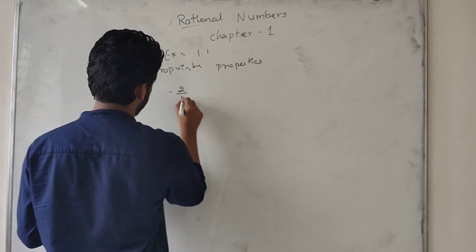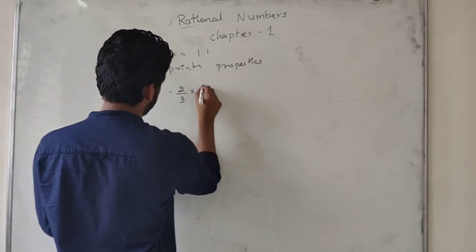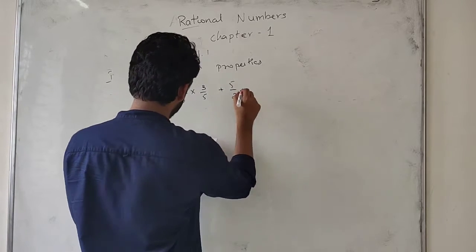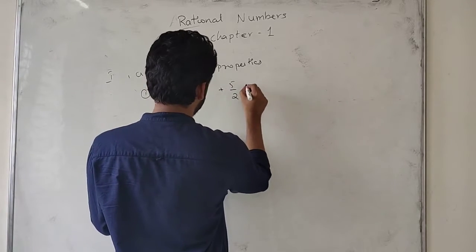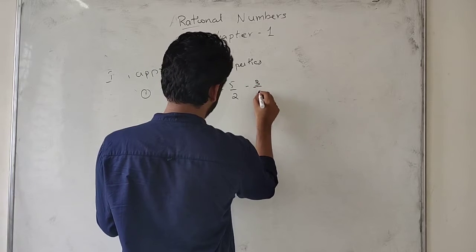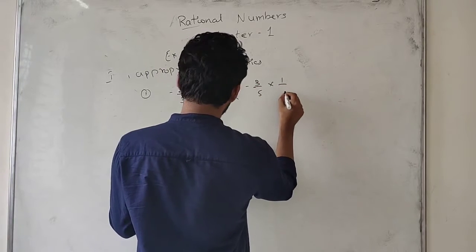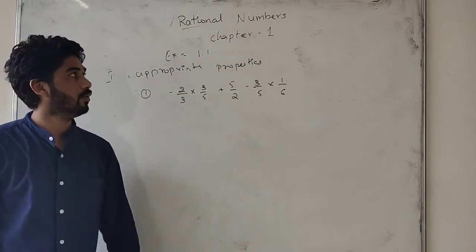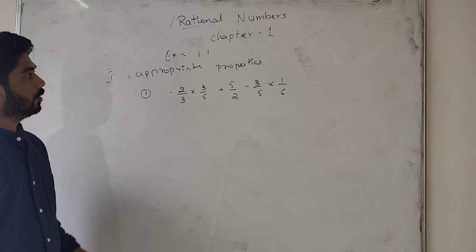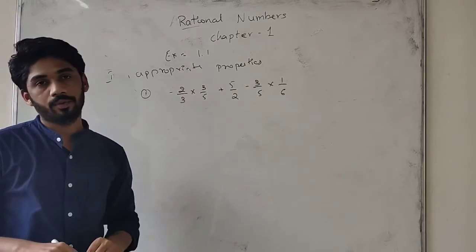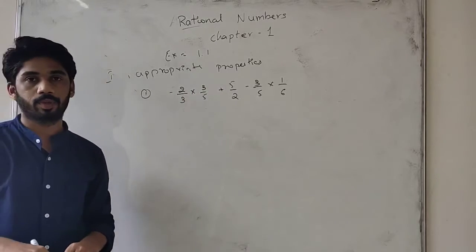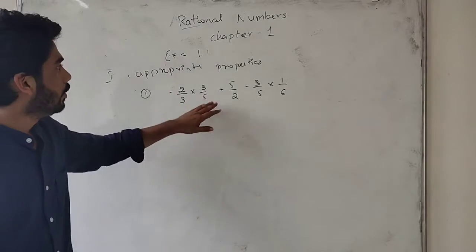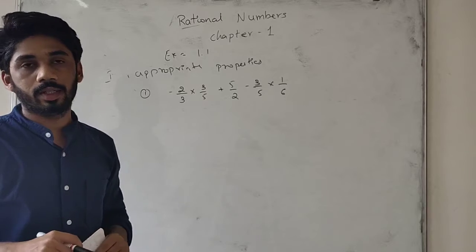The first question: minus 2 by 3 into 3 by 5 plus 5 by 2 minus 3 by 5 into 1 by 6. So friends, this is the first question. We have to solve it using appropriate properties. We have the distributive property, the commutative property, the closure property. On the basis of those properties, we have to solve it.